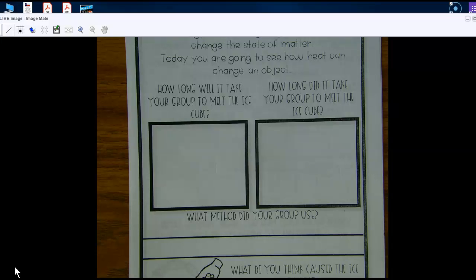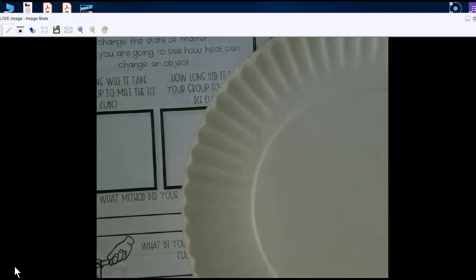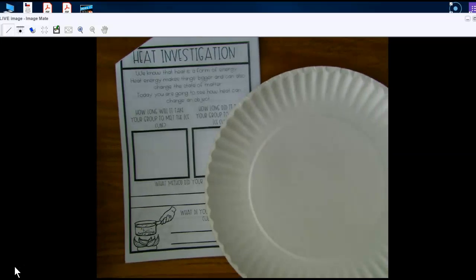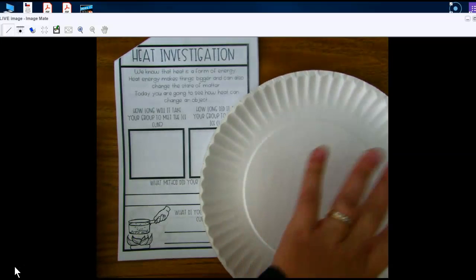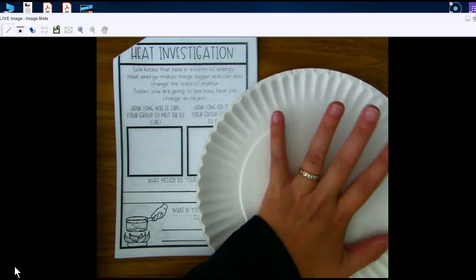So I've given you each a paper plate, and in a minute I'm going to bring you an ice cube. Okay? Now, you're going to get the ice cube. My friends at home, get a paper plate or a paper towel or something, or do it over a sink. I'm going to give you an ice cube on your plate.